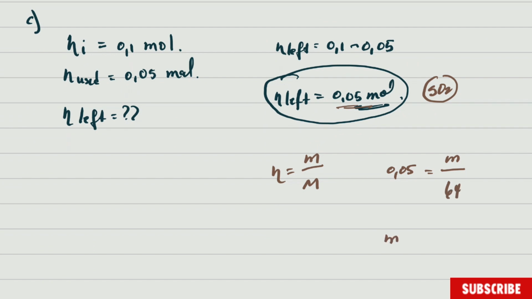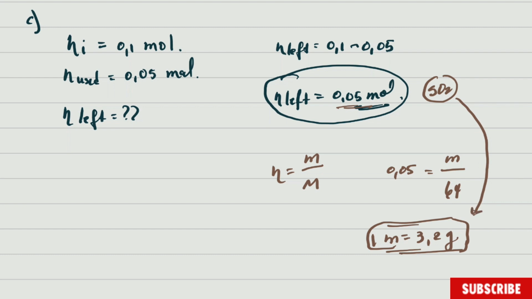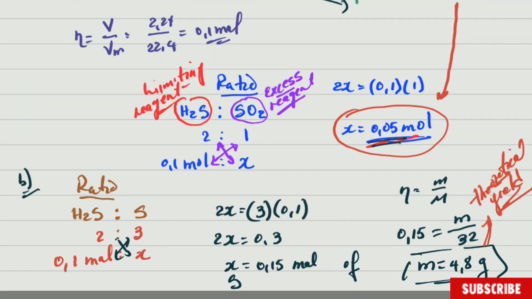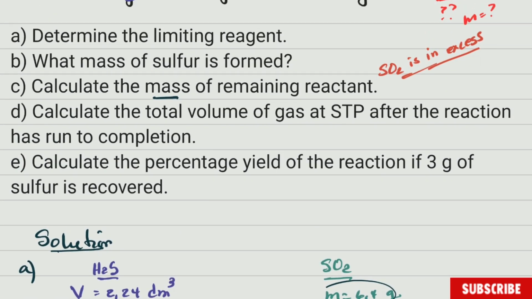And then the mass is equal to 3.2 grams was left over. 3.2 grams, remember it's 3.2 grams of SO2. That is what is left over. That is question C. It's not that bad. It's really not that bad. Let's go to question D.